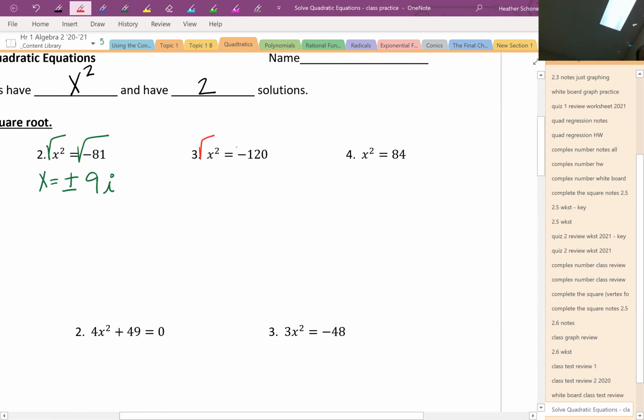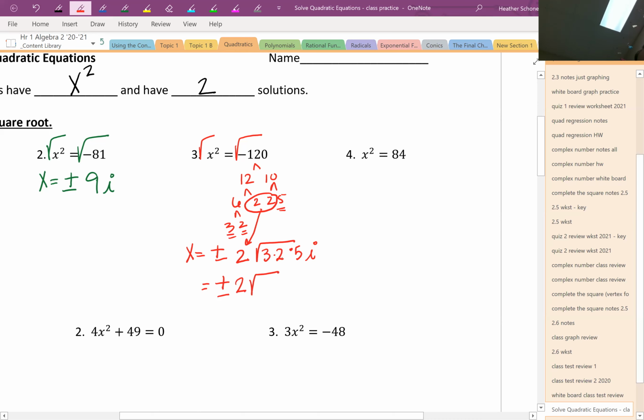On number 3, I take the square root of both sides, but that's not a perfect square. So I have to make a factor tree. So I'm going to have 12 and 10, 2 and 5, 6 and 2, 3 and 2. So I'm looking for pairs. So when I write my answer, I've got plus or minus. Each pair is one number outside of the radical. Anything not paired up gets multiplied back underneath. And because it was negative, I have to add an i outside of the radical. So now when I simplify this, I get plus or minus 2 square root, 3 times 2 is 6 times 5 is 30 i, and that is my answer.